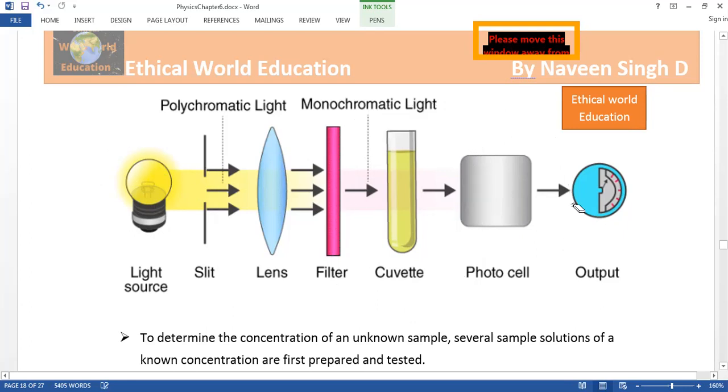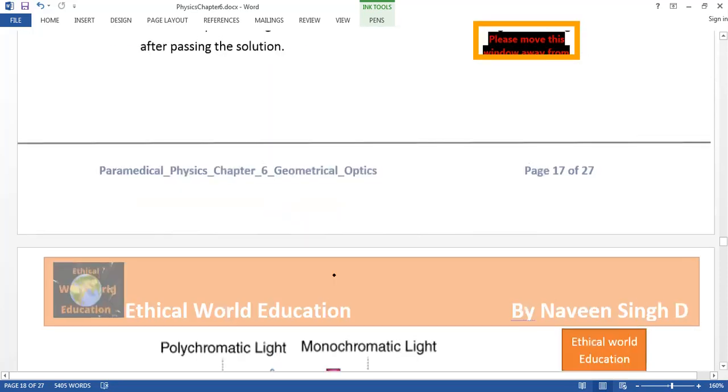Apart from this, a calorimeter might consist of a series of lenses which filter the particular light, or it might have a particular LED which will generate a particular color of light. So this is the setup. Let us read the setup of this.